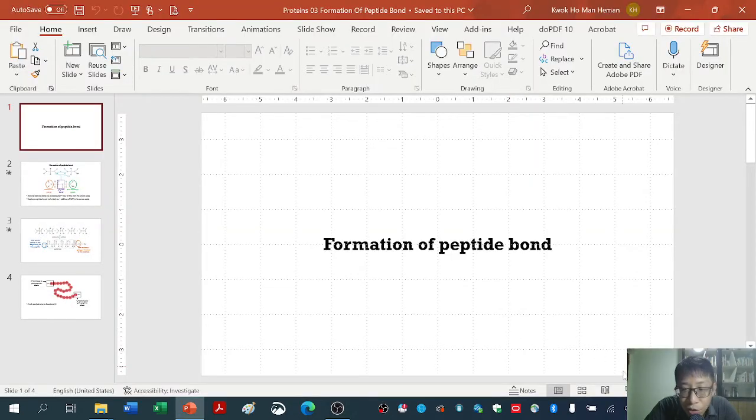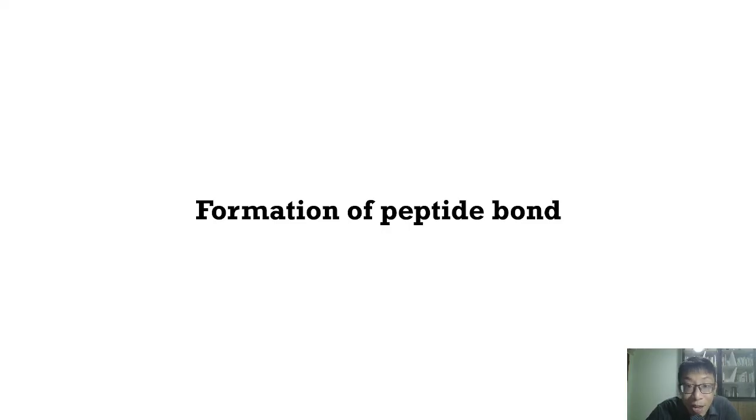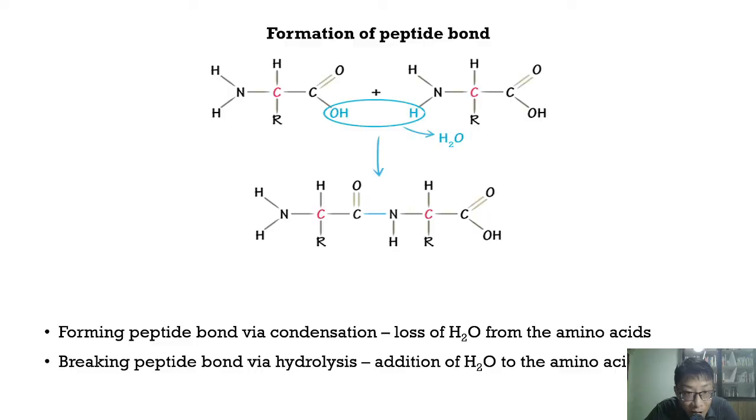Okay, we'll continue to look at how peptide bonds are formed between amino acids. The formation of a peptide bond is a condensation reaction, so there is a loss of water. The water molecule, H2O, comes from the carboxyl group and the amino group of the two amino acids that are going to form this peptide bond. I circled the H2O here.